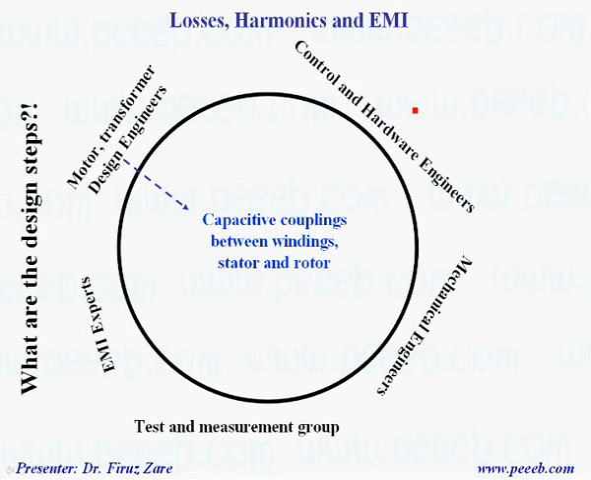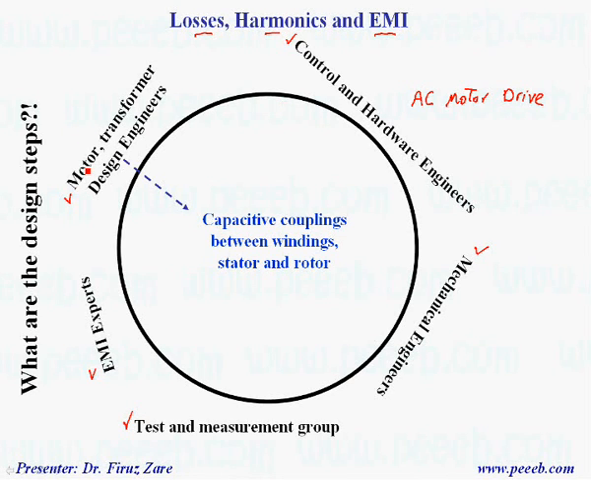Suppose that we're going to design an AC motor drive system. In this case, we need a group of engineers, for example, motor design engineers, control and hardware engineers, mechanical engineers, a test and measurement group, and finally EMI experts. So what are the key points? As we discussed, losses, harmonics, and EMI are the key factors. So in this case, we should optimize everything. We should reduce all of these issues at the beginning stage of a design.